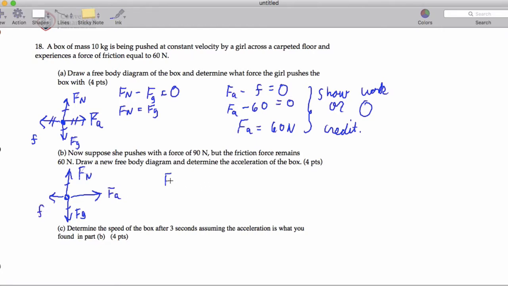So now we have Fa minus friction equals m times a because they are unbalanced. You have to set up that horizontal equation. I need to see this. You must show this.